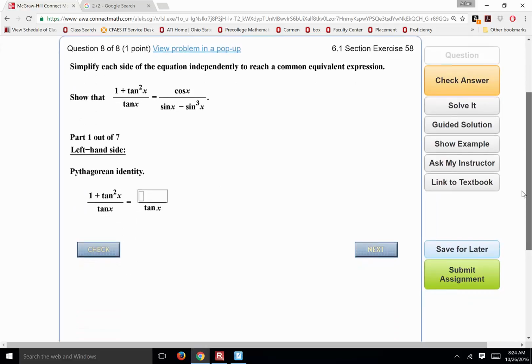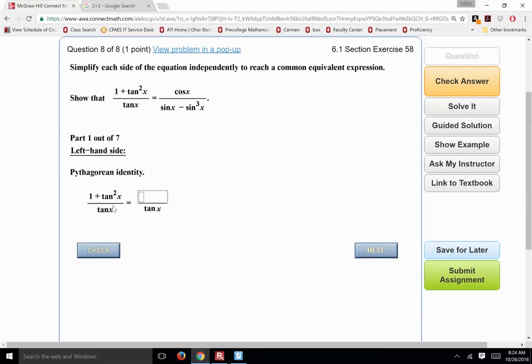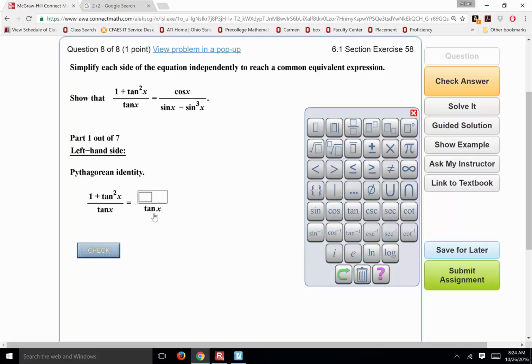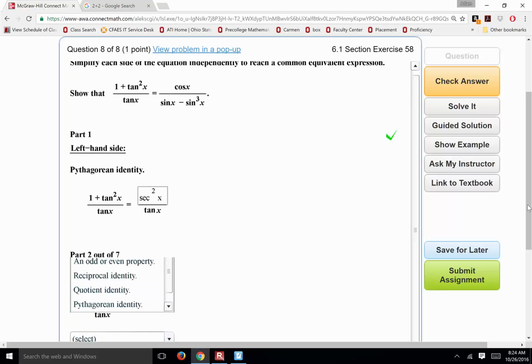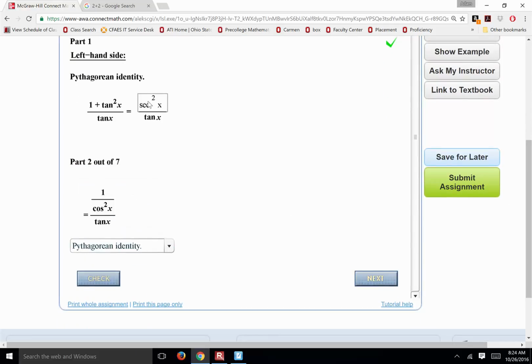Yeah, they do it in 7 parts. They tell you in each part which part you need to change. They say 1 plus tangent square becomes... You need to figure this out on your own, but you need to work on the top and make this secant square x. You're still working on the left side, and then they make it 1 over cosine square, and you just need to say which identity you used. What's this identity called? Secant square becomes 1 over cosine square.